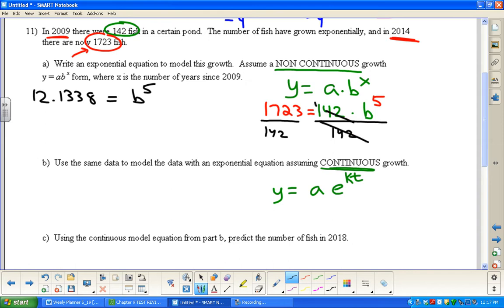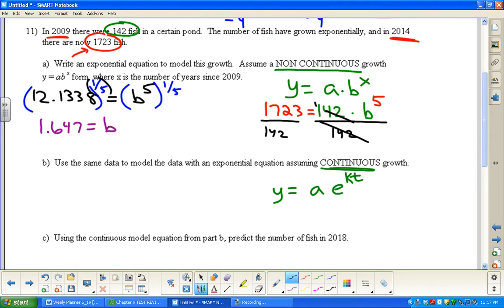And then to solve that for just b, we don't want b to the 5th, we want b to the 1st. So the trick is raise both sides to the 1/5 power. On a calculator, of course, you have that 12.1338 in your calculator. Just hit the caret key, exponent, and then in parentheses, 1 divided by 5, and you should get an answer of about 1.647 equals b. Again, make sure that the exponent is in parentheses.